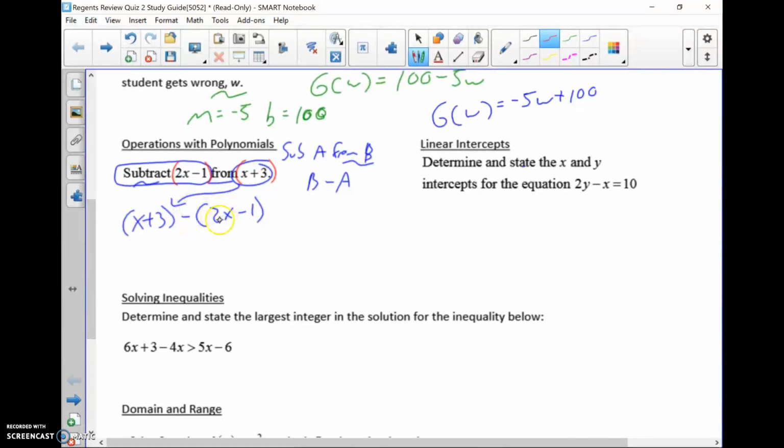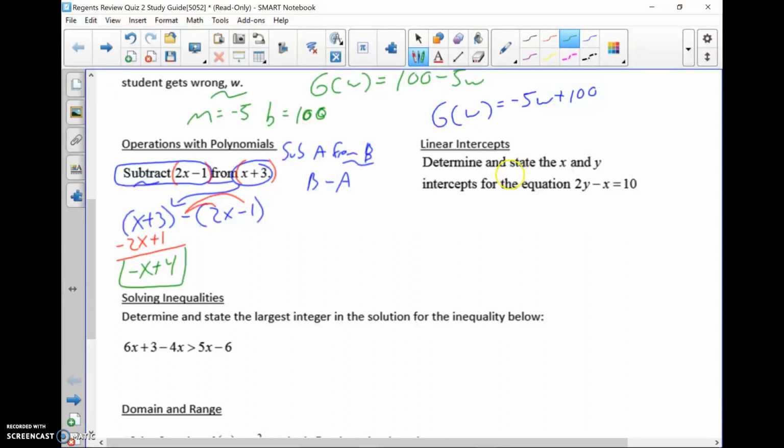And when I subtract a minus 2x, I like to write them underneath their like terms. And I'm going to minus a negative 1. And minus a negative 1 makes it a plus 1. And then I combine like terms. My final answer here will be negative x plus 4.